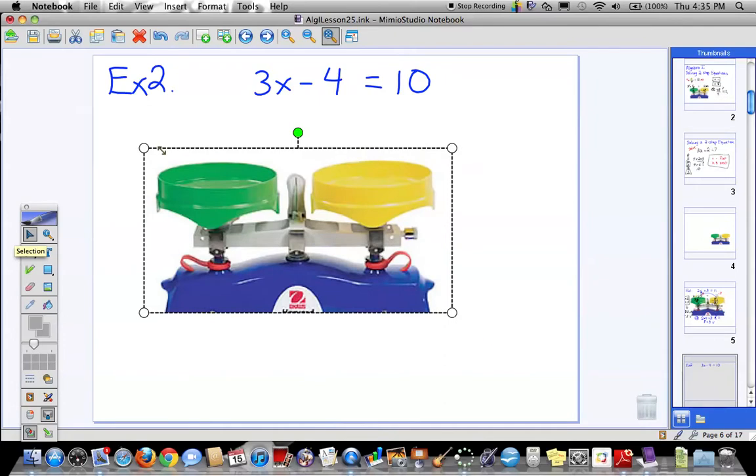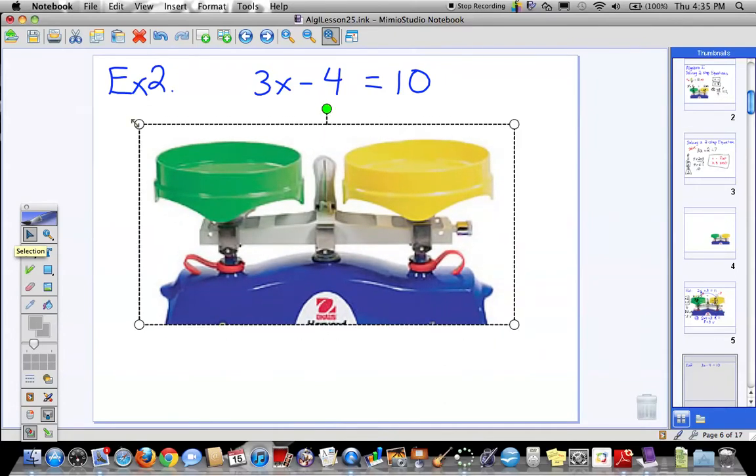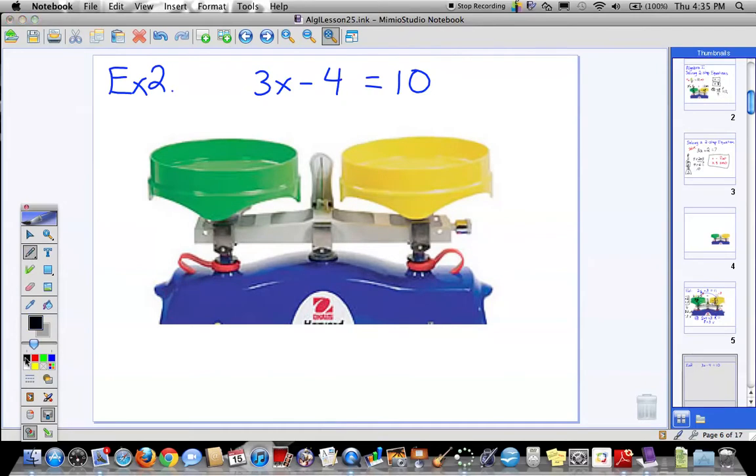And then we'll get away from the science balance, but it's a good way of showing how this all works. All right, so on one side I have 3x minus 4 equals 10, right? All right, now I'm going to highlight the x. Now, notice I'm not just doing this for the podcast.